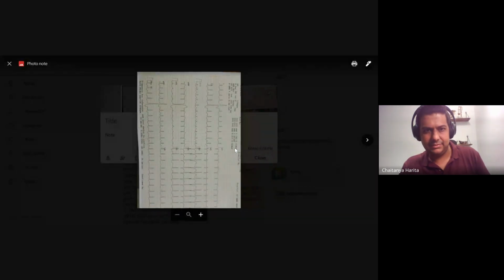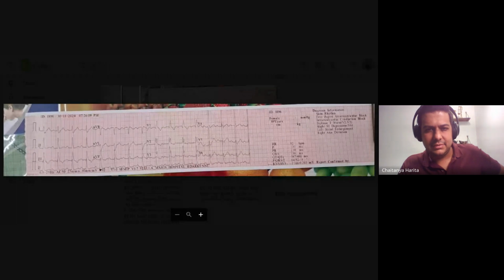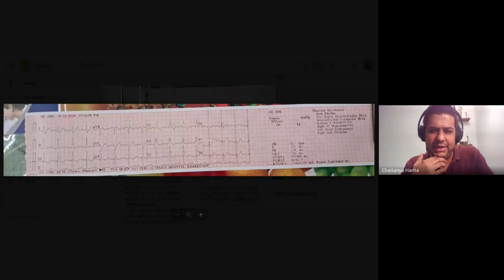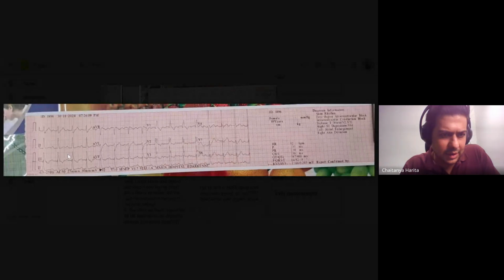Right. So this is the first ECG that they sent me. Anita, the screen is visible, right? Yes. So this is an ECG that was sent to us to discuss.